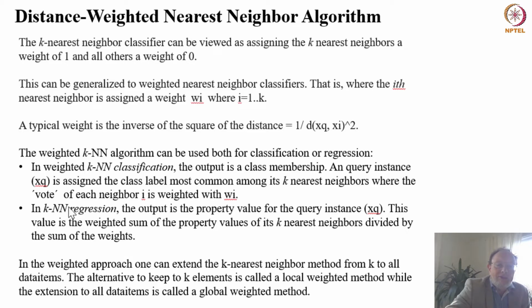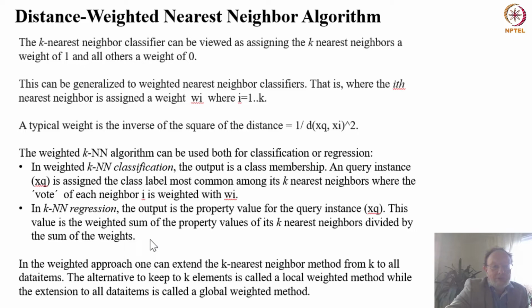In k-NN regression, where the result should be a property value, we calculate this value as the weighted sum of the property values divided by the sum of the weights. So it's a pretty straightforward extension from the normal k-nearest neighbor case.